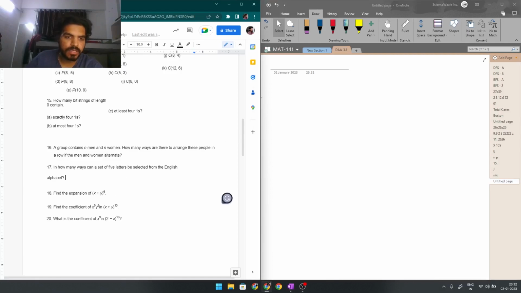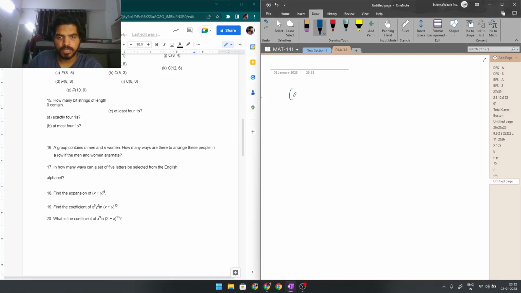Find the expansion of x plus y to the power 6. For this concept, what we do is, this is a general expression for this equation. If you have to expand ax plus by to the power, let's say n, where a and b are constants, the expansion will be nC i. I'm writing a general term, from i equal to 0 to i equal to n, sum of.